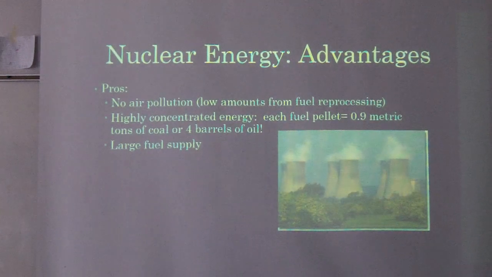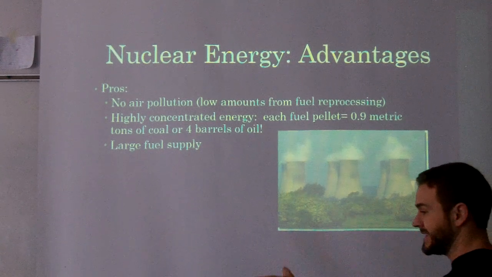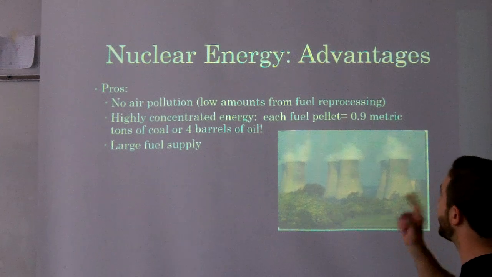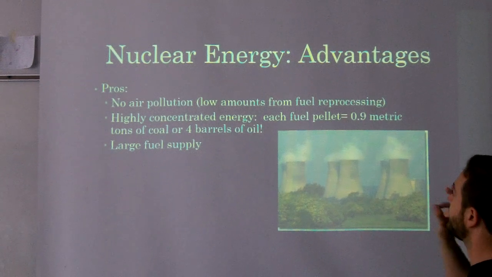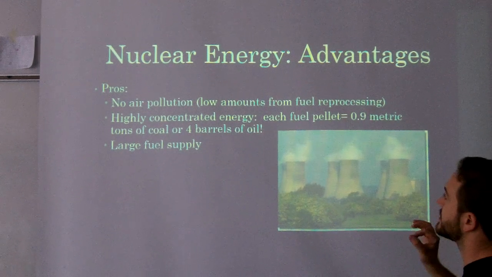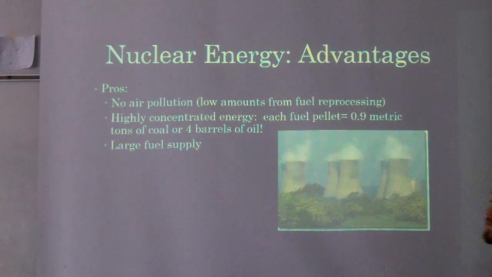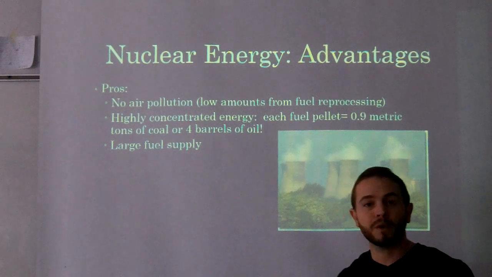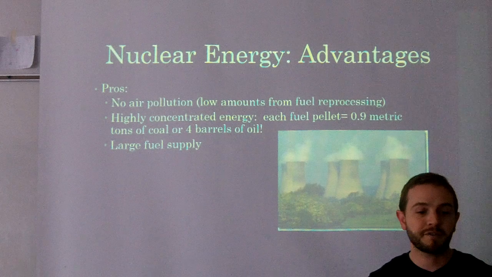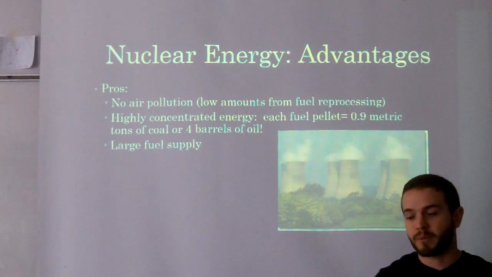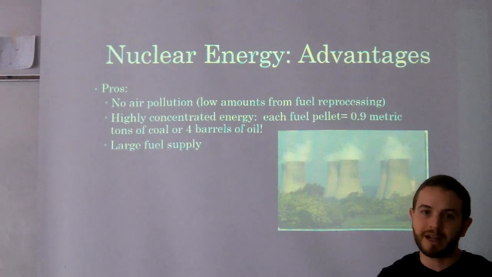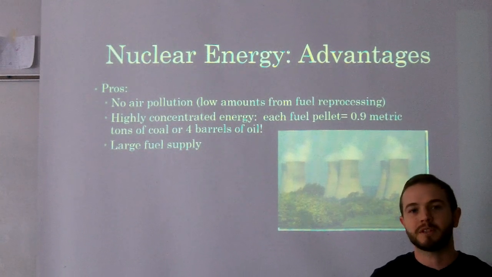Highly concentrated energy. Each fuel pellet, remember, each pellet was put into the rod, and then you have the assembly. So each pellet is equal to 0.9 metric tons of coal or 4 barrels of oil. So very concentrated, and we have a large fuel supply. We actually produce some of the uranium here in Florida. We have phosphate mines here, and when they're mining the phosphate, there's very small quantities of uranium, but you can concentrate those out and then use them in these fuel assemblies.